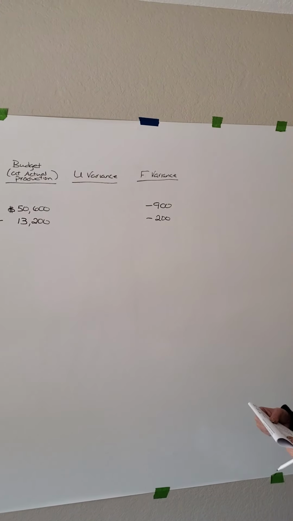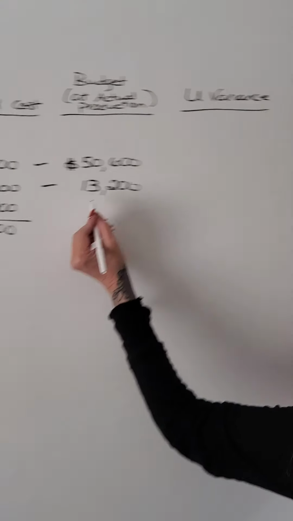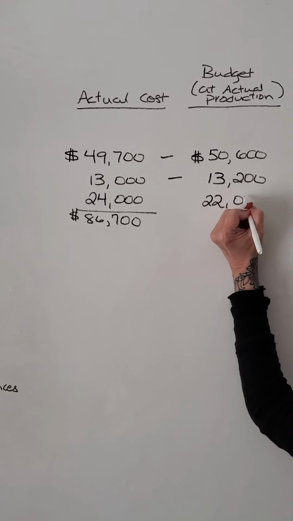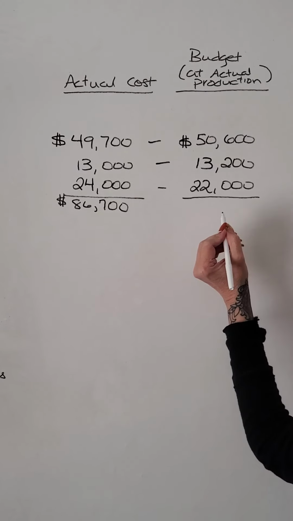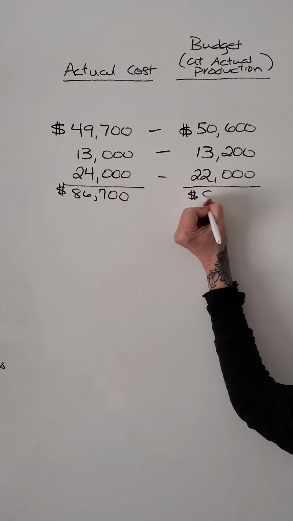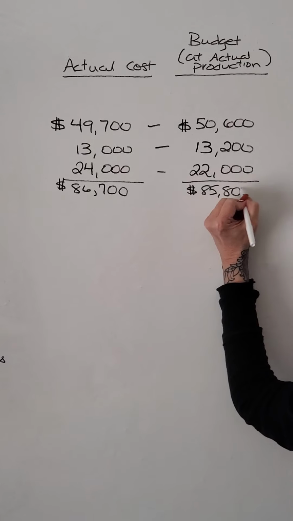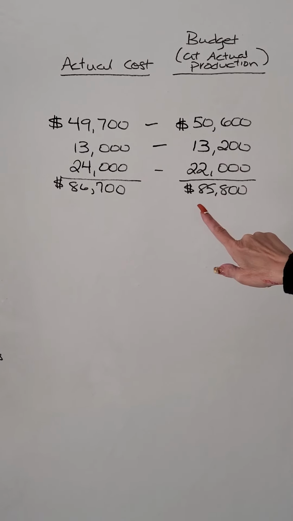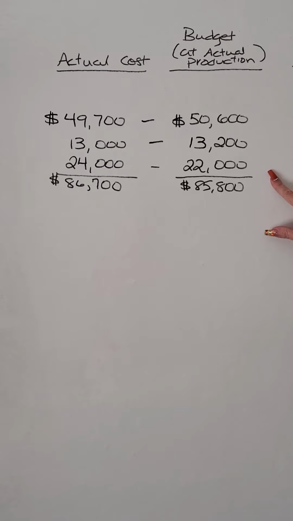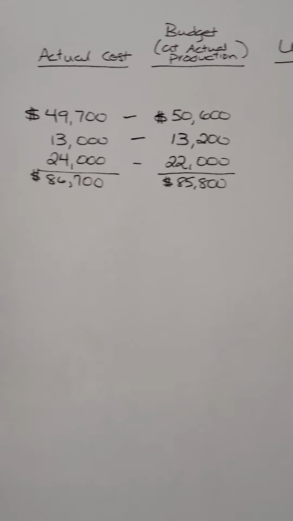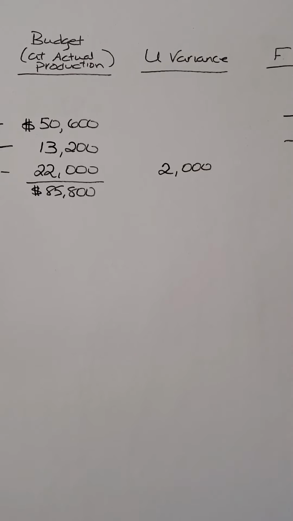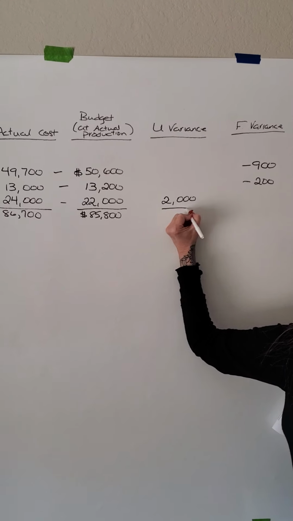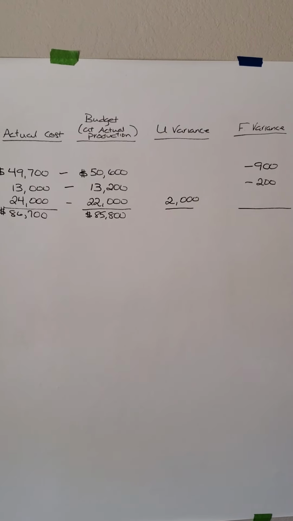And then finally, when we get down to indirect materials, that amount was 22,000. So the budgeted total cost would have been $85,800. Here, when I subtract 24,000 from 22,000, I get a positive number. That's going to give me an unfavorable variance of $2,000 because we spent more than we would have at the budgeted cost. And I'm just going to leave these here in our table as we move on.